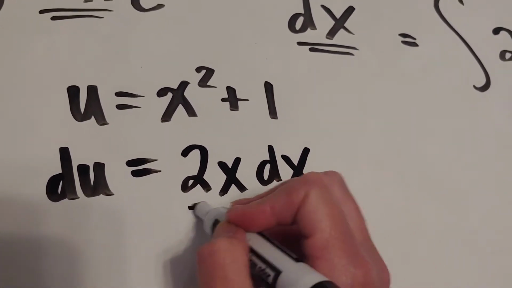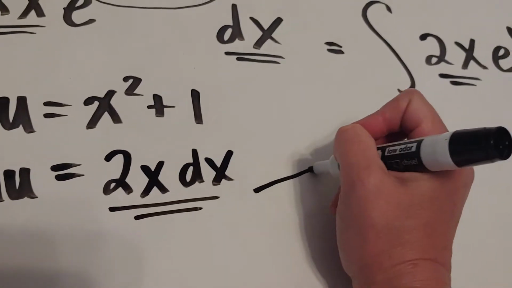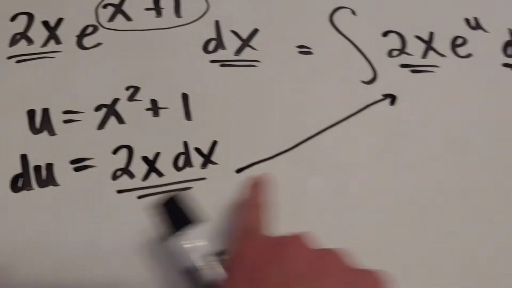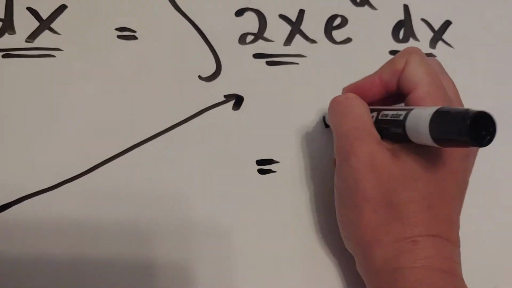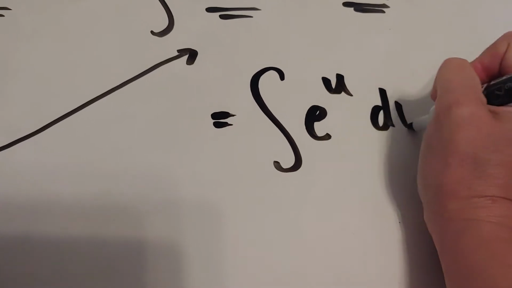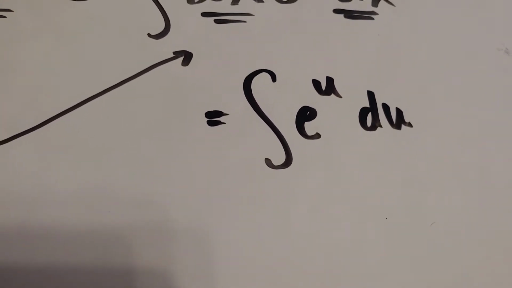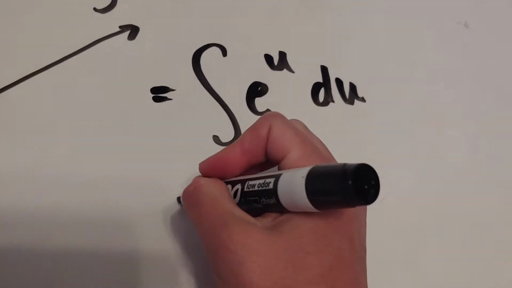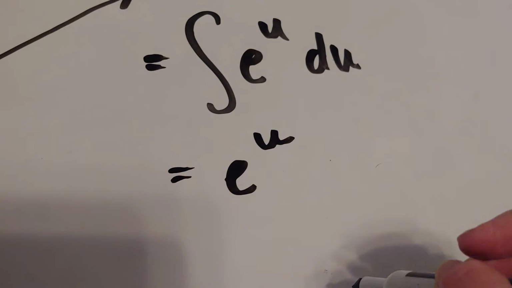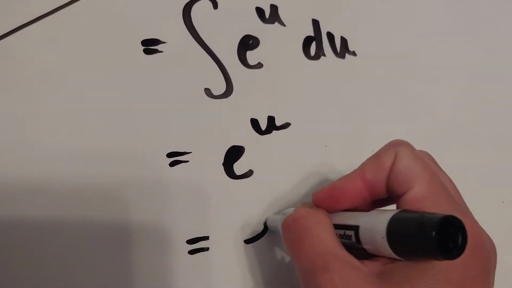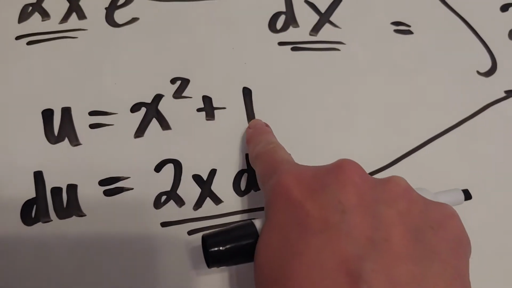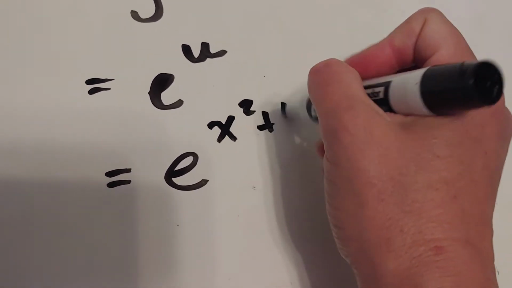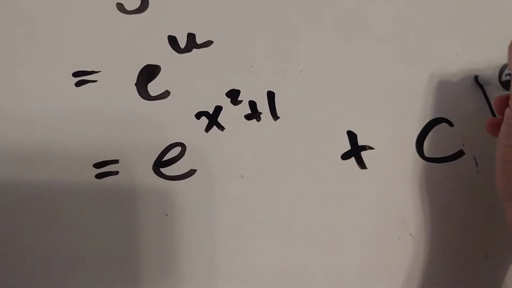And you can see that in this example, we have what's called a perfect trade. Exactly what I have left is exactly what I need to trade for du. So this is going to turn into the integral of e to the u du. Okay, now we know the integral of e to the x is e to the x. Well, it turns out the integral of e to the u is also e to the u. Okay, now don't put a plus c on it. We need to go back to what u equals. So if I go back over here, I see that u equals x squared plus 1. So that's what I'm going to put here. Plus c.